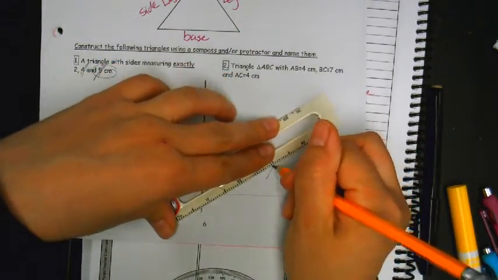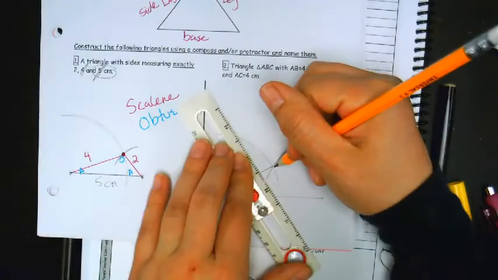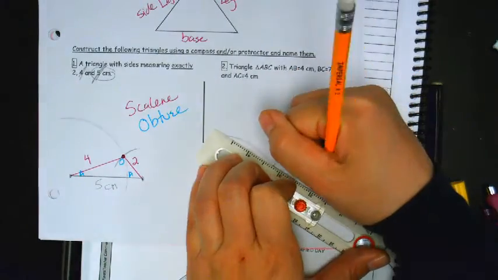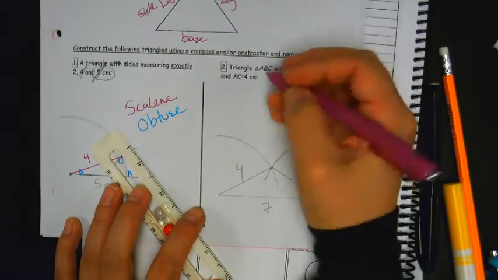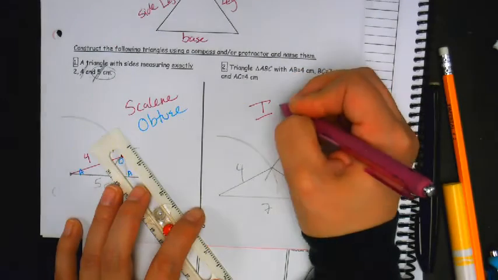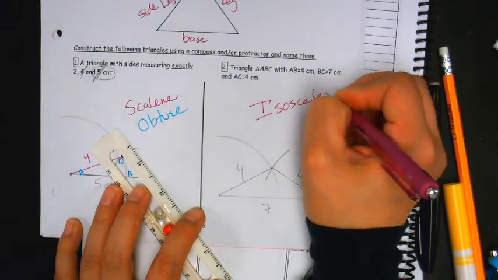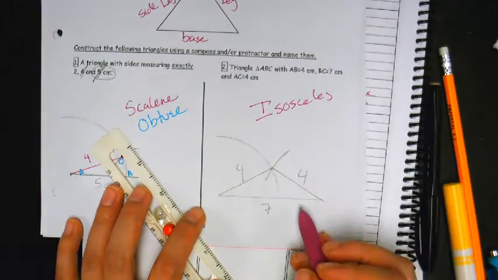There's number 2. Ooh. So this is 7, 4, and 4. So obviously it's called isosceles, right? This is your test on Friday. I give you what to draw. You draw it and then you name it.